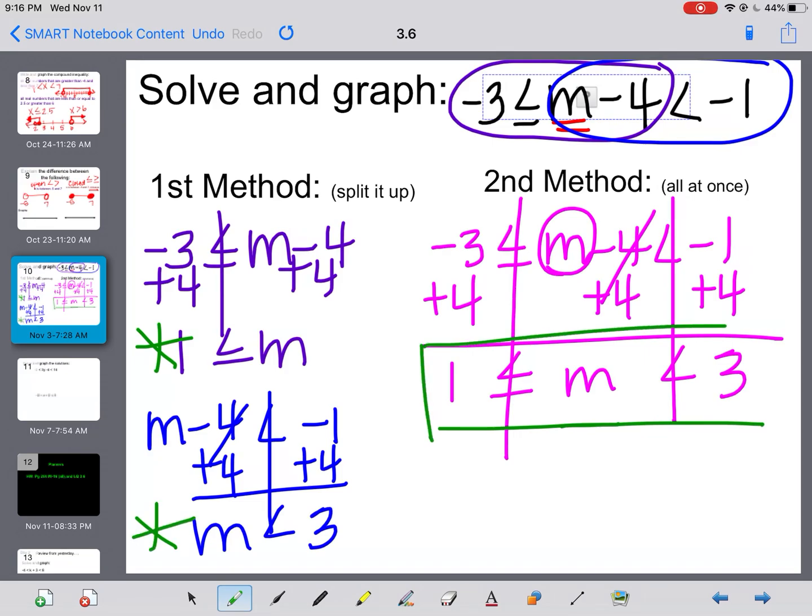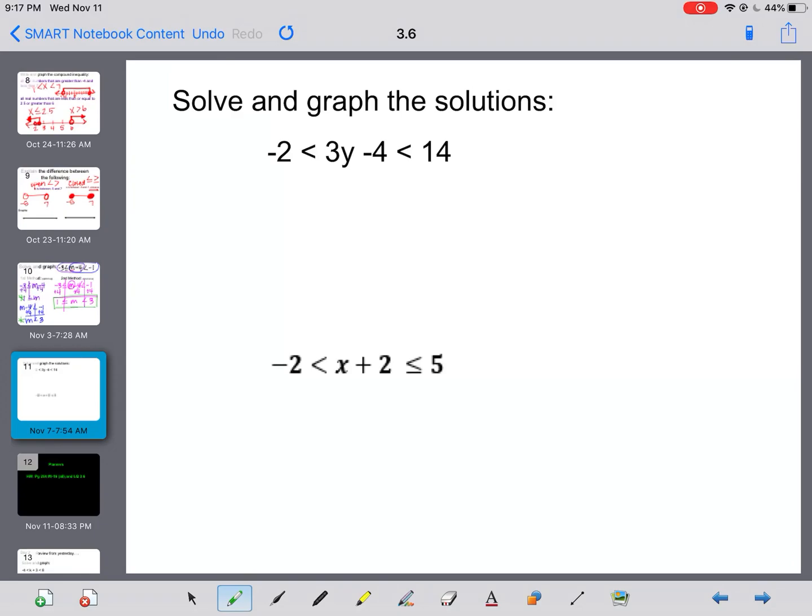So I have right here, I should have the same thing on both sides. 1 is less than or equal to m, and m is less than 3. All in one compound inequality. You're welcome to do it either way that you like. You may find that the second way is a little bit faster. Okay, try that. Right here would be a good place to pause. Come back when you're finished. See if you have the same answers as I do.